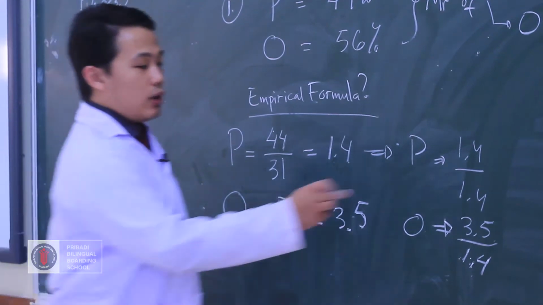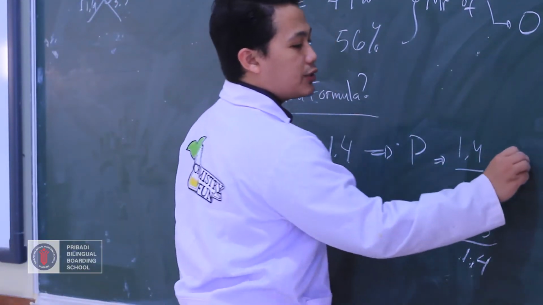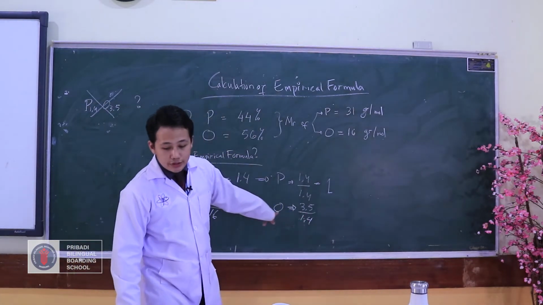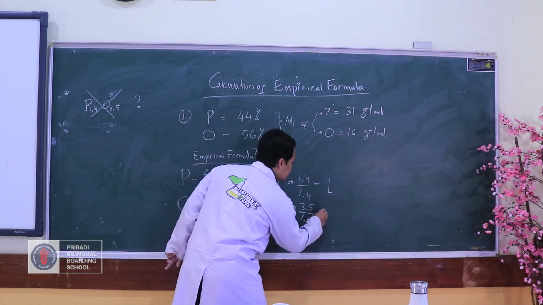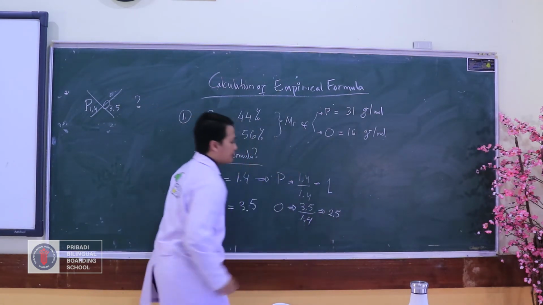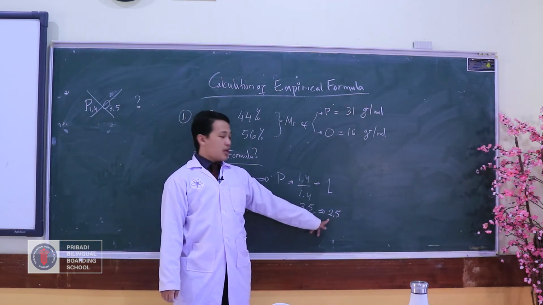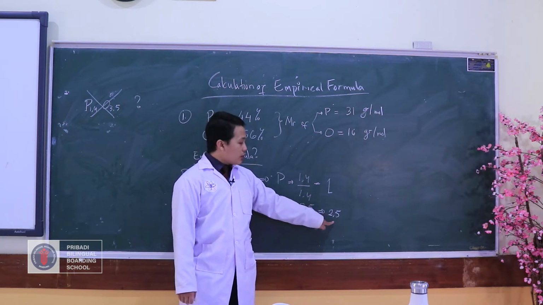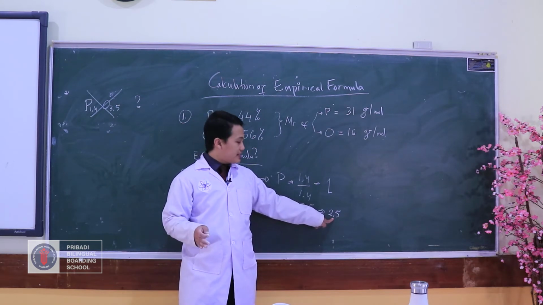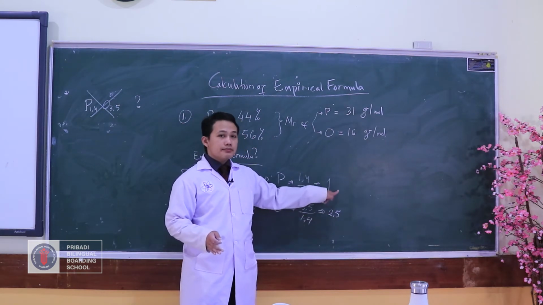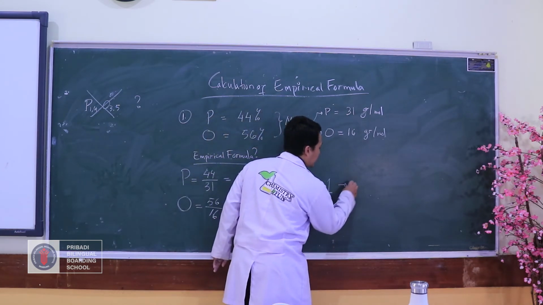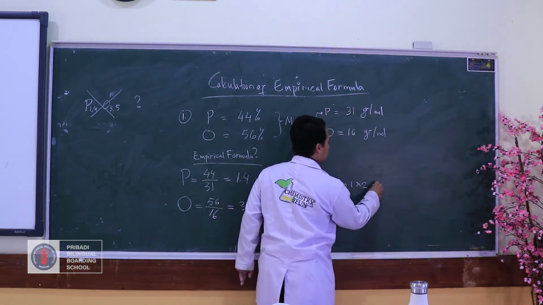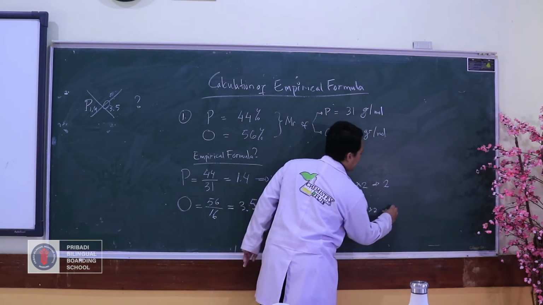So what is it going to be? 1.4 divided by 1.4 is going to be 1. But O, 3.5 over 1.4, what is it going to be? It is going to be 2.5. Can we use this number? Still, we cannot, because even though this one is a whole number, this one is a decimal number. So how can I make it a whole number? So basically, just multiply both of them by 2. So in here, 1 times 2. In here, 2.5 times 2. So it is going to be 2, and it is going to be 5.